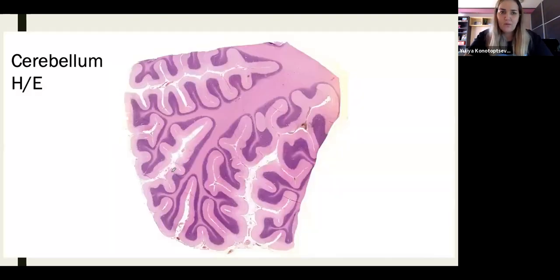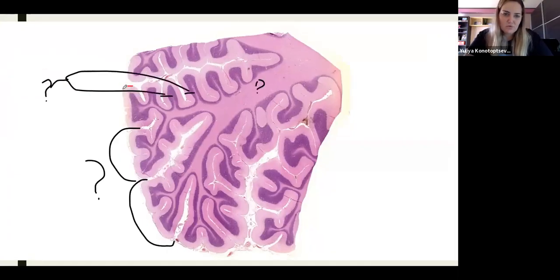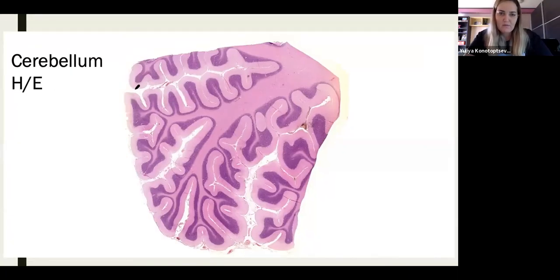Okay. So let's take a look at the cerebellum. These are the folia. You should know that these are the folia right here. If I go back, the folia are the gyri of the cerebellum. This is the white matter, and this is the gray matter right here.